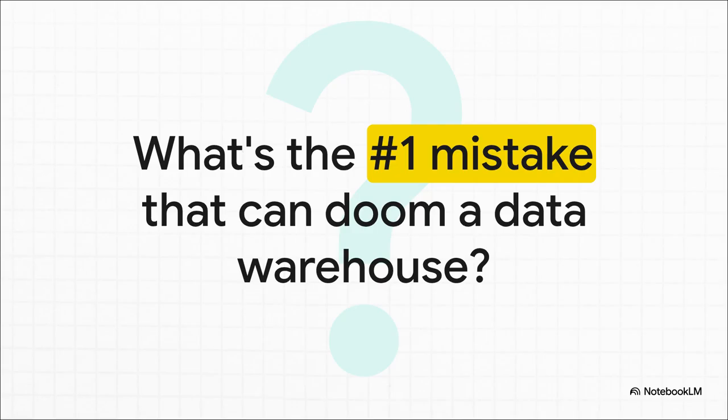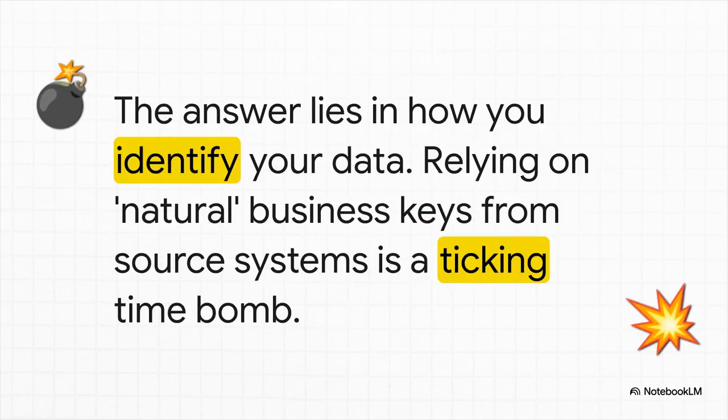What is the number one mistake, the one thing that can doom a data warehouse before it even really gets going? We're talking about those mistakes that cause huge cascading failures that are just a nightmare to fix later on. Well, the answer comes down to how you identify your data. The huge mistake so many people make is relying on the natural business keys they get from their source systems. And let me tell you, that's not a solid foundation. It's a ticking time bomb.